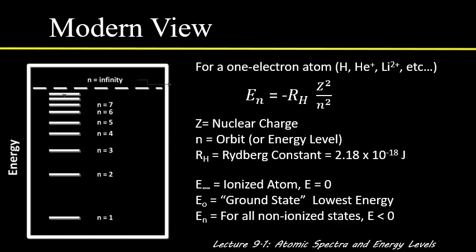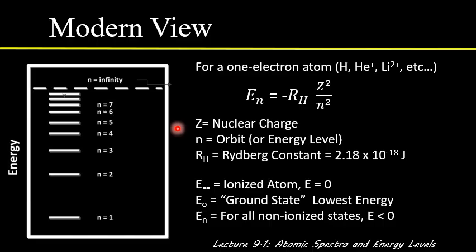So I mentioned that the Bohr model, the picture of the atom with all the different orbits around it, is not contained in most textbooks. What most textbooks instead have is this energy level diagram, and this is the more accurate way to think about the atom. This Bohr model equation does work for a one electron atom, so hydrogen or helium plus or lithium 2 plus, and so on and so forth. But those circular orbits really don't exist.